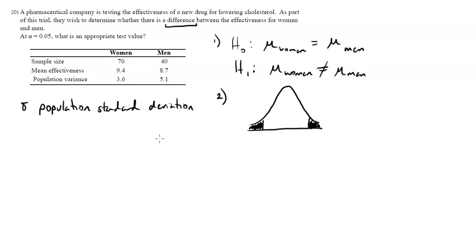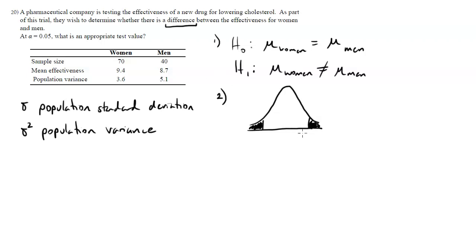But I know you're thinking, wait a minute, I don't see population standard deviation here. I see population variance. Well, you have to remember that sigma squared is the population variance. So if I take the square root of the variance, I get the population standard deviation. Okay? So I do know the population standard deviation. Just want to be clear on that.